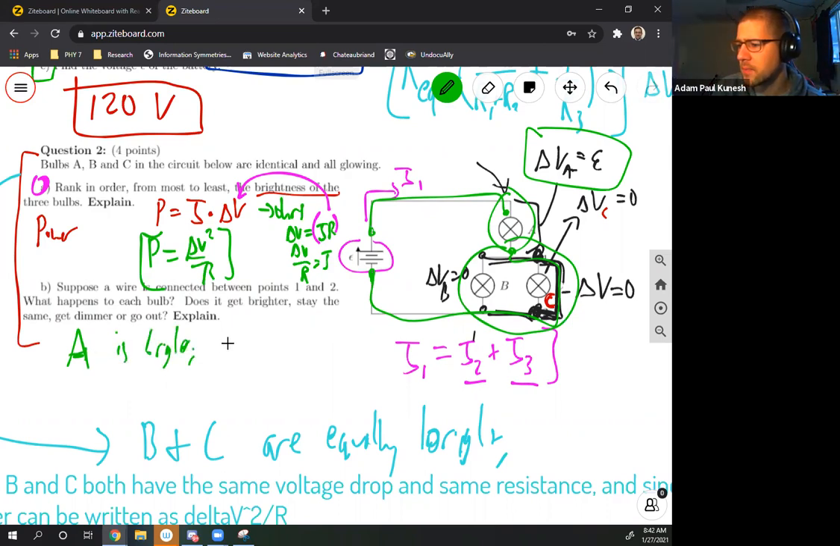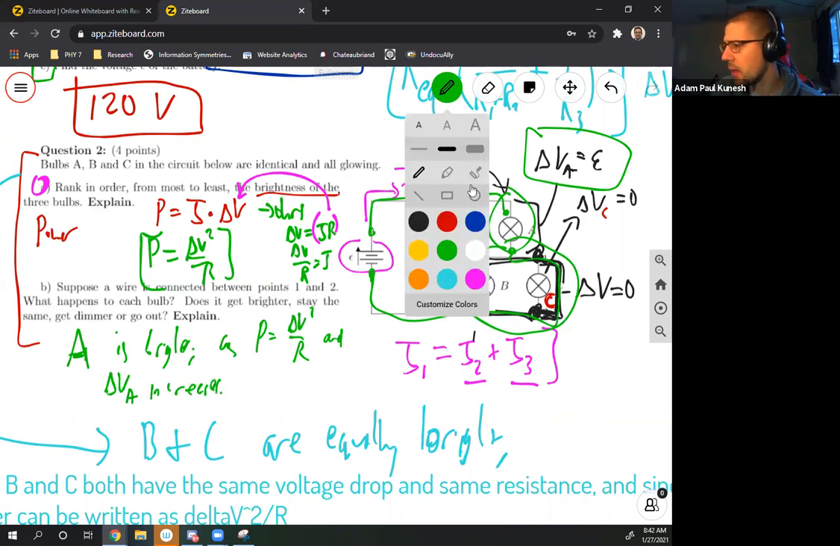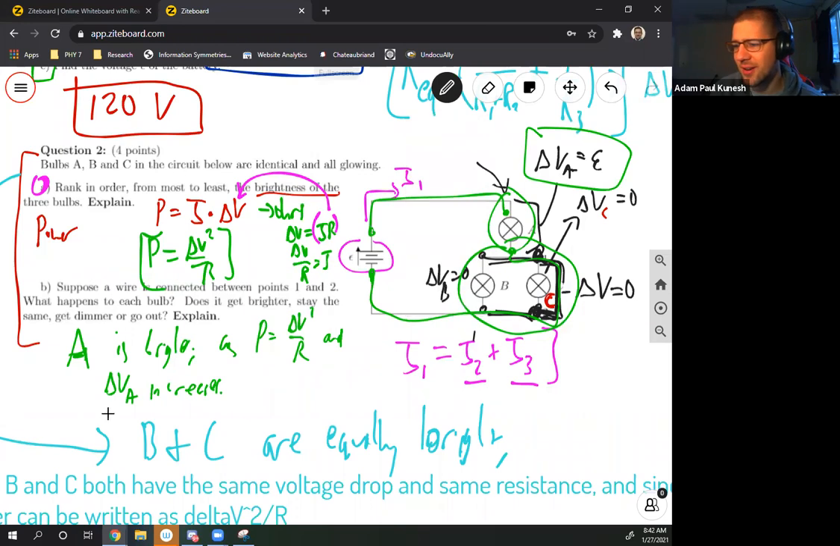A is brighter as power P equals delta V squared over R, and delta V A increases. All right, let me go ahead and just type that too, because I know that's not very visible. Okay, A is brighter as P equals delta V squared over R, and delta V A increases.